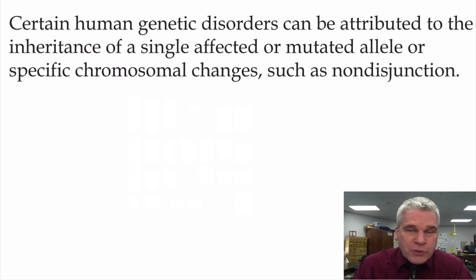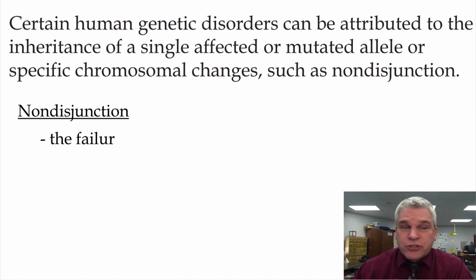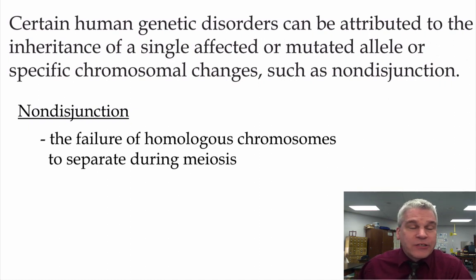So we've been looking at doing Punnett squares in the past and looking at specific alleles. However, certain human genetic disorders can be attributed to the inheritance of a single affected or mutated allele or specific chromosomal changes, such as non-disjunction. In the past videos, we've been looking at specific alleles. Well, this is going to be an allele on a chromosome. And chromosomes don't always separate like they're supposed to, and that can cause some issues. When chromosomes do not separate like they're supposed to, that is called non-disjunction. That is the failure of homologous chromosomes to separate during meiosis.